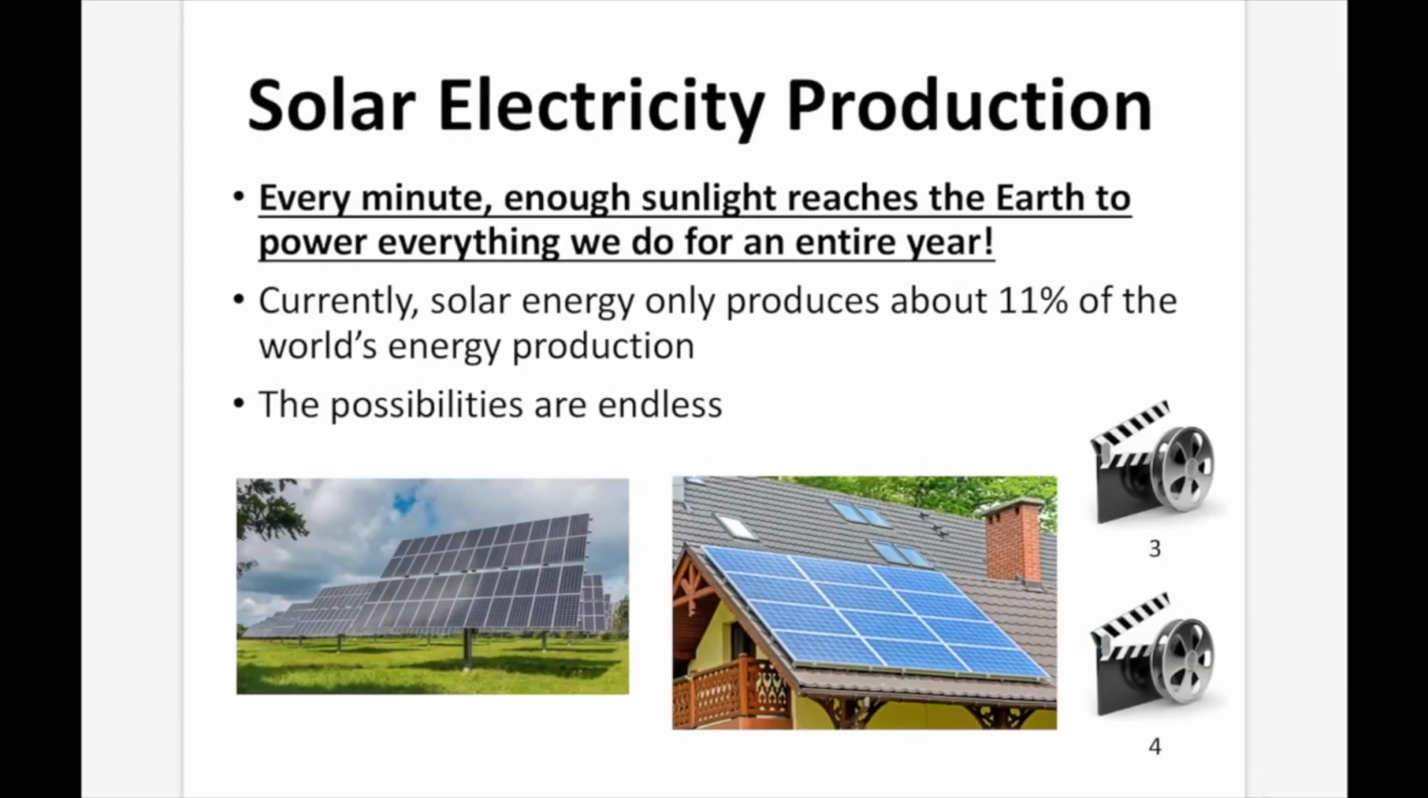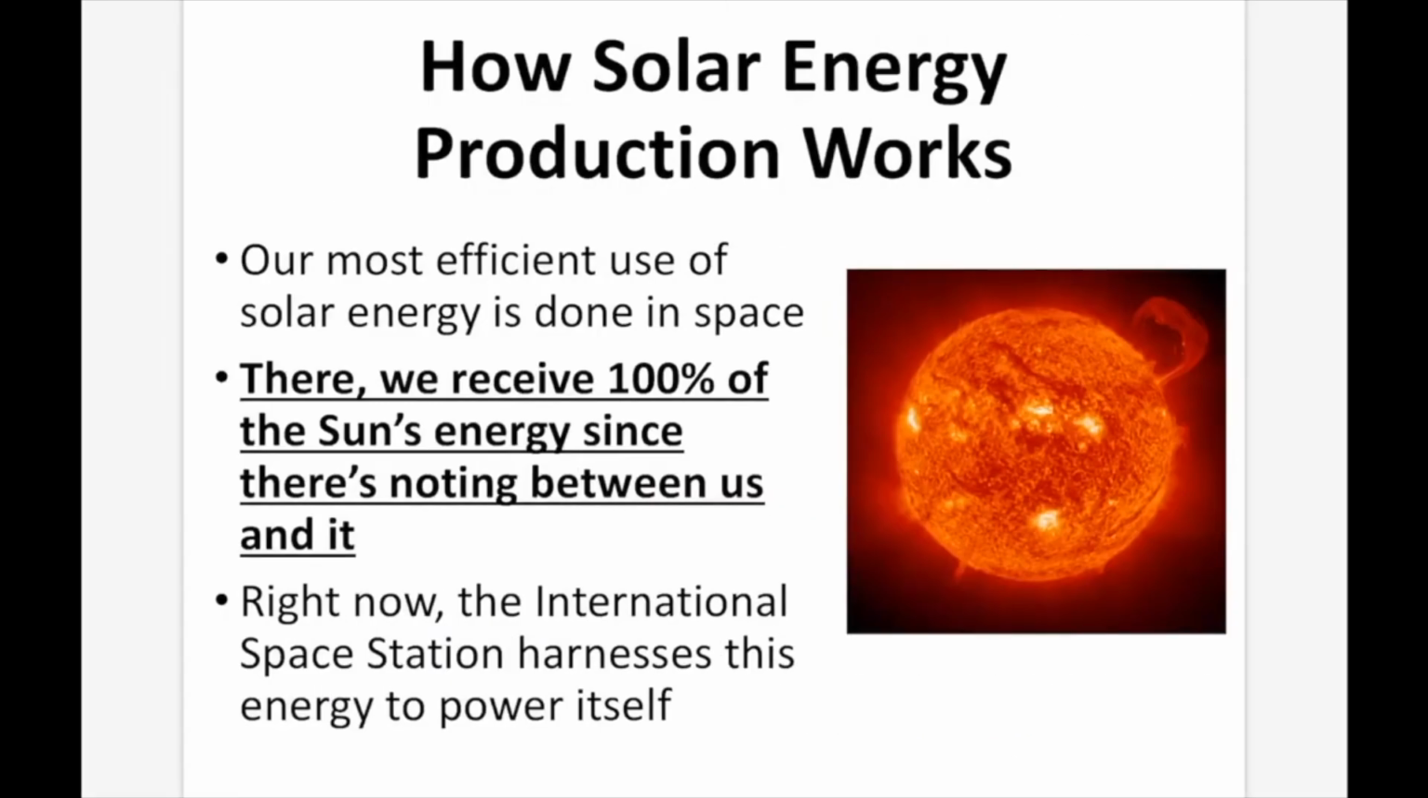Solar electricity production. Every minute, enough sunlight reaches the Earth to power everything we do for an entire year. It's pretty incredible. Currently, solar energy only produces about 11% of the world's energy production. However, the possibilities are endless, assuming we can come up with a better means of collecting that energy. How solar energy production works.